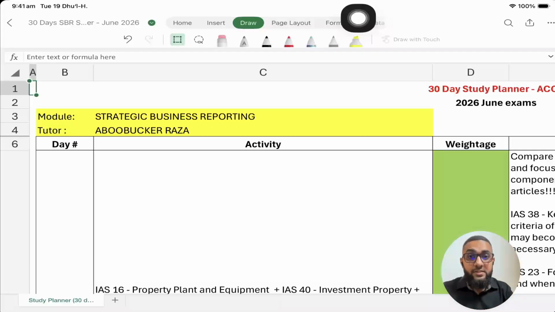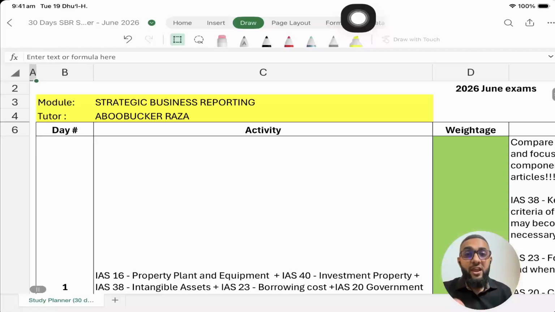I am Raza Idris, an experienced ACCA tutor specializing in FR and SBR. First, I'll be taking you through the different areas that you're supposed to focus on different days of this 30-day study planner. Thereafter, I'll be taking you through the tips that you are supposed to follow in each of those specific days relevant to each of those specific areas.